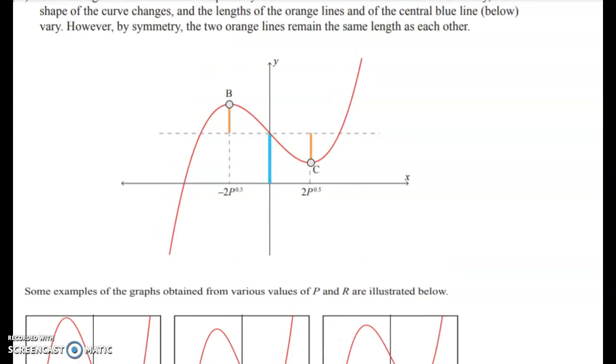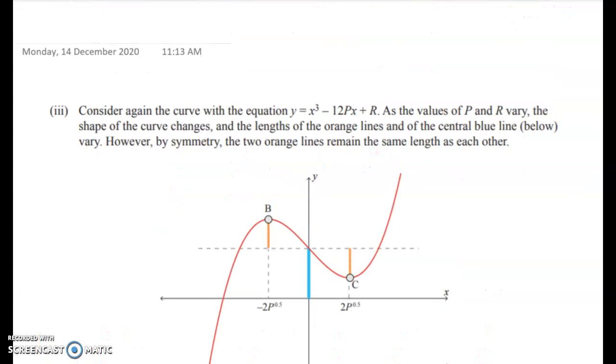So we're told that when we've got one of these cubics, x cubed minus 12px plus r, the shape of the curve is going to change when the p and r numbers change. And when that happens, they've given us a coloured picture here. And the lengths of the orange lines and of the central blue line vary. But these two lines here will always be the same length.